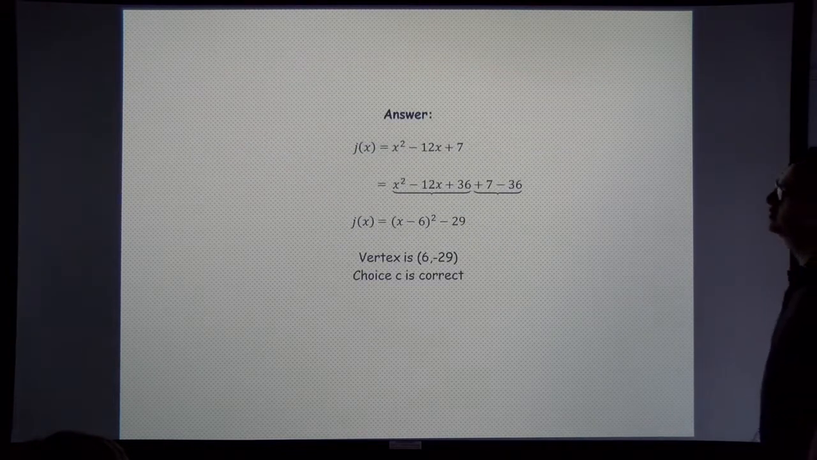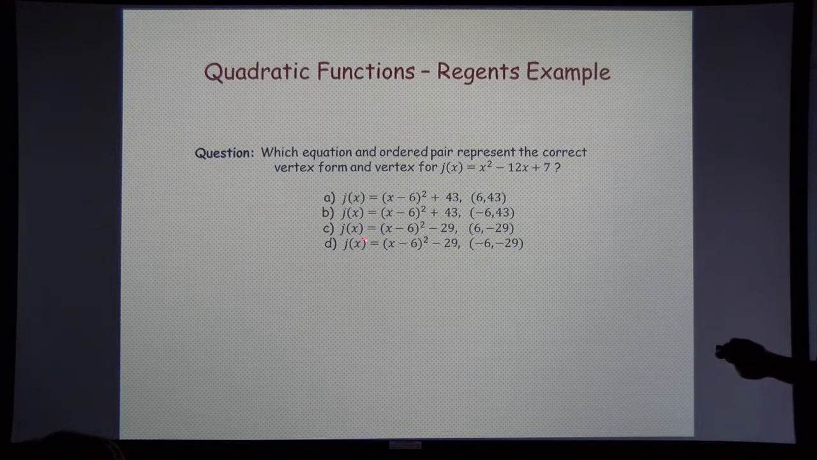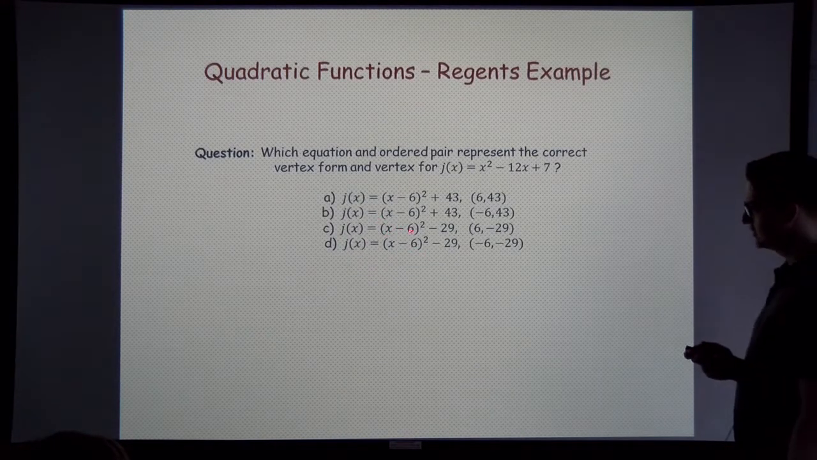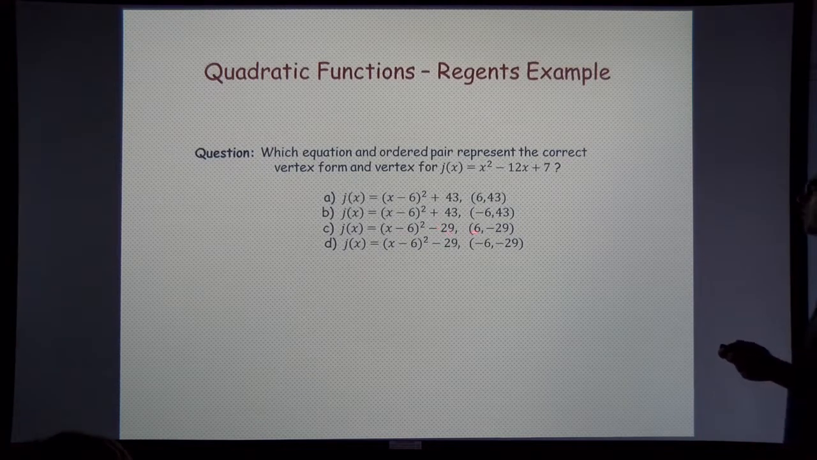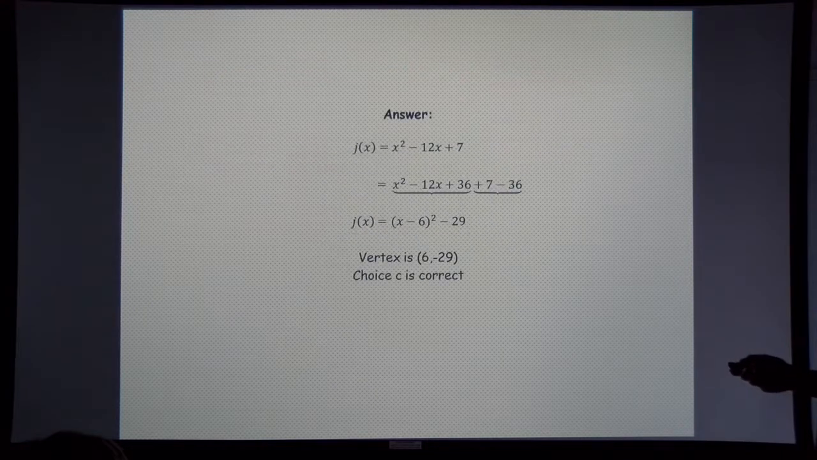So our answer is actually going to be choice C. Choice C meaning j of x equals (x minus 6) squared minus 29, where our x value is going to be 6 and our y value is going to be negative 29.